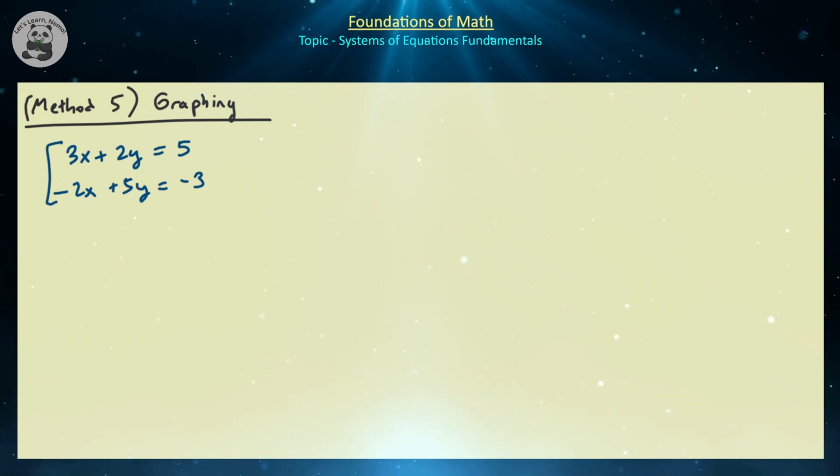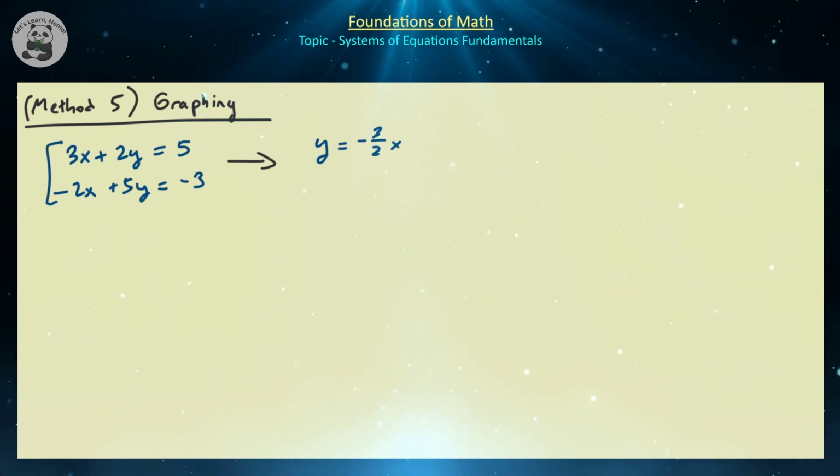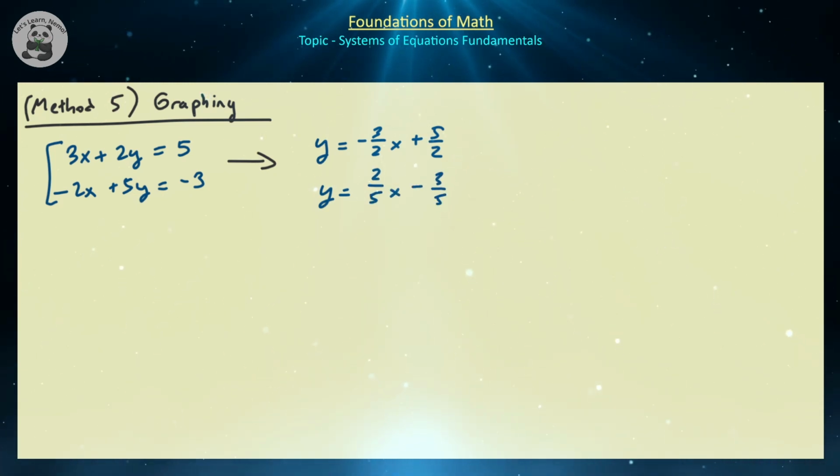So what I'm going to do is rewrite each of these equations in slope-intercept form, y equals mx plus b. So the first relation will be transformed into y is equal to negative 3 halves x plus 5 over 2, and over here we're going to have y is equal to 2/5 x minus 3/5, and this is going to be my system of equations in slope-intercept form. So I'm going to call this, for example, line 1 and line 2. So we see line 1 has a slope of negative 3 halves, y-intercept of 5 halves, and line 2 has a slope of 2/5 and a y-intercept of minus 3/5.